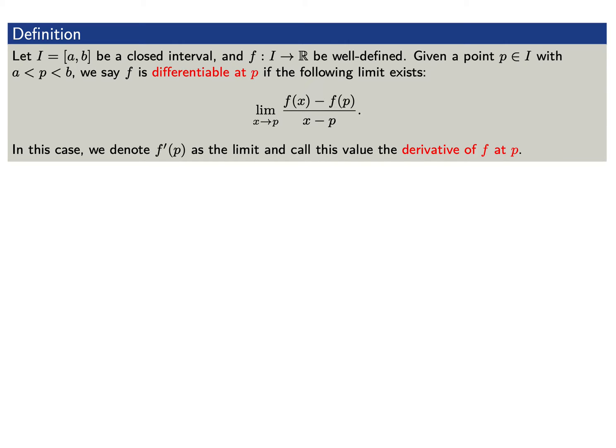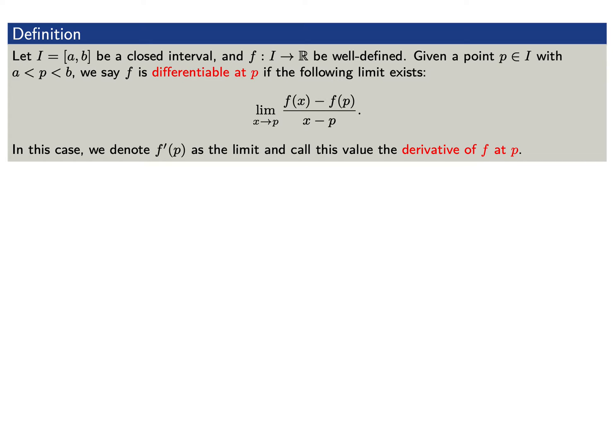Let's start with the definition that perhaps is familiar to most of you. Say that I is a closed interval and f is a well-defined function on I. Given a point p in the interior of I, that is, p is between a and b, we say that f is differentiable at p if the following limit exists. Here we have the ratio f of x minus f of p divided by x minus p, and we'd like to take the limit as x tends to p.